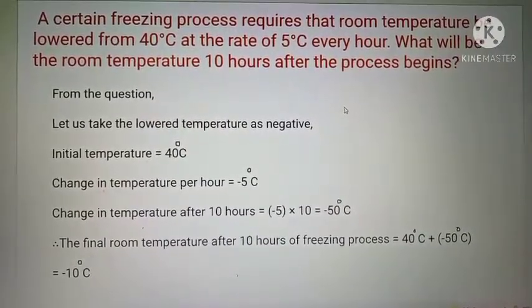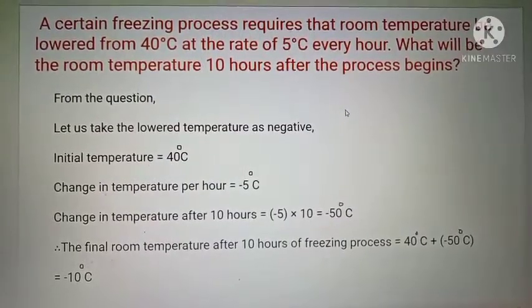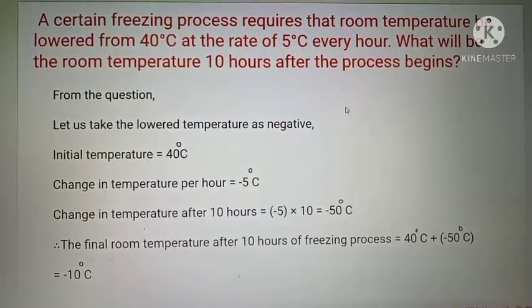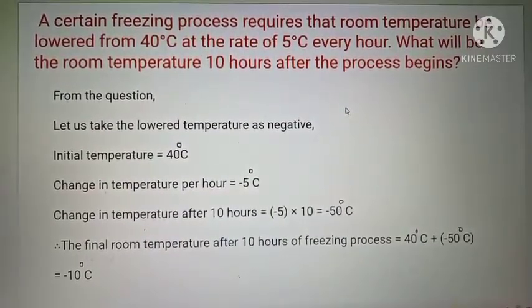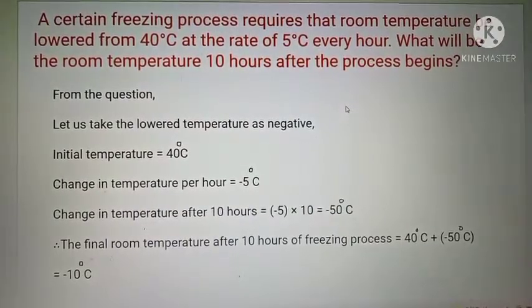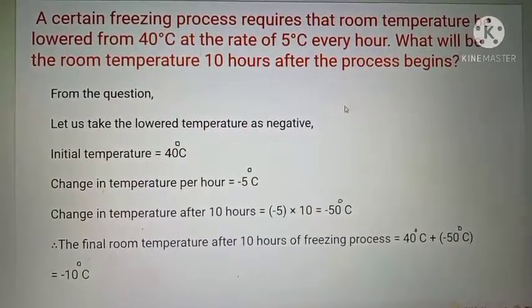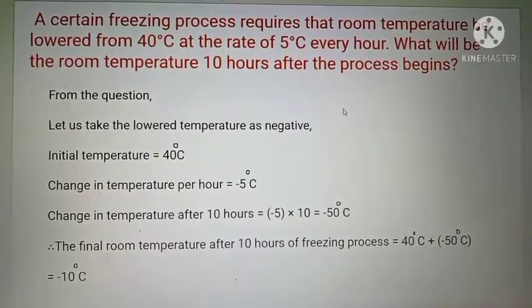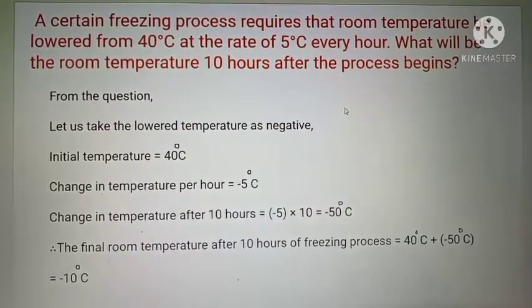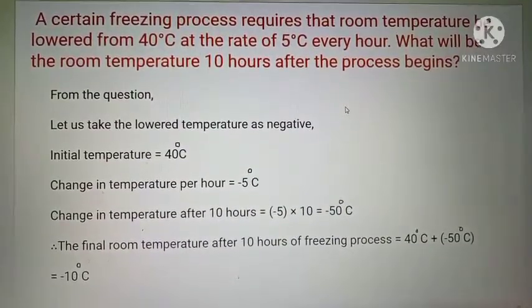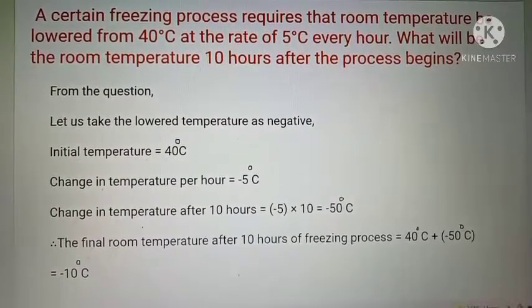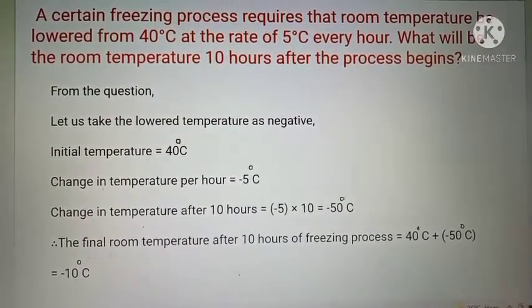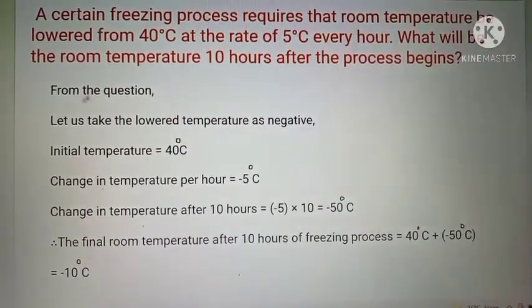Okay, I will read the question once again. A certain freezing process requires that room temperature be lowered from 40 degrees Celsius at the rate of 5 degrees Celsius every hour. What will be the room temperature 10 hours after the process begins? Now let's discuss the question in detail.